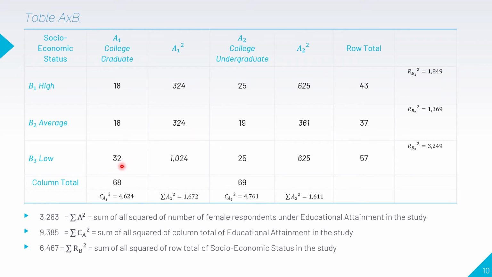32 squared is equal to 1024. So same as this one. 25 squared, we have 625. 19 squared, we have 361. 25 squared, we have 625.